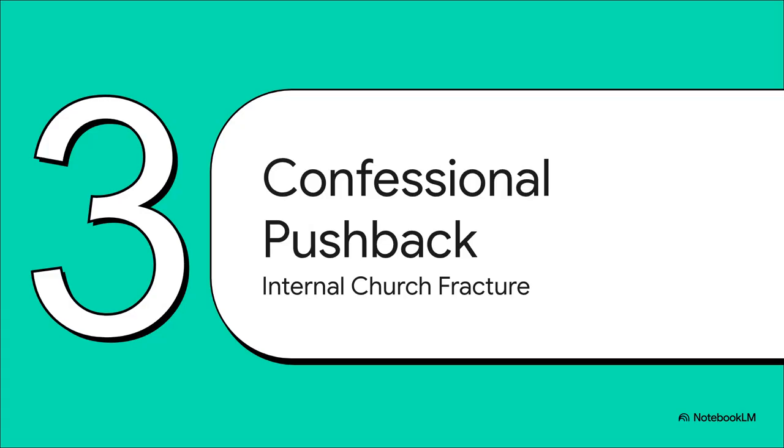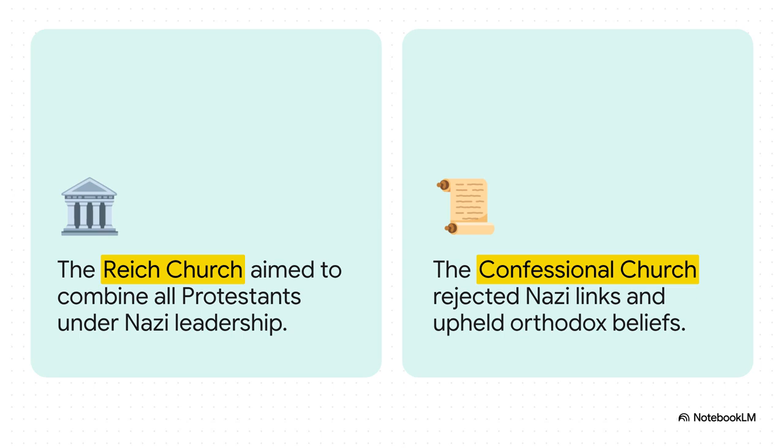Moving on to Section 3, the confessional church pushback. As you might guess, that heavy-handed attempt at total Nazi control immediately triggered a massive internal fracture. It's like a giant split right down the middle. On one side, you've got the Nazi-aligned Reich Church under Bishop Müller, aggressively trying to centralize all the power. But on the flip side, those actions by the German Christians sparked some fierce opposition. In September 1933, over 100 pastors pushed back and created the Confessional Church. Led by Pastor Niemöller, this faction fiercely rejected any Nazi links whatsoever and swore to uphold Orthodox Protestant beliefs.